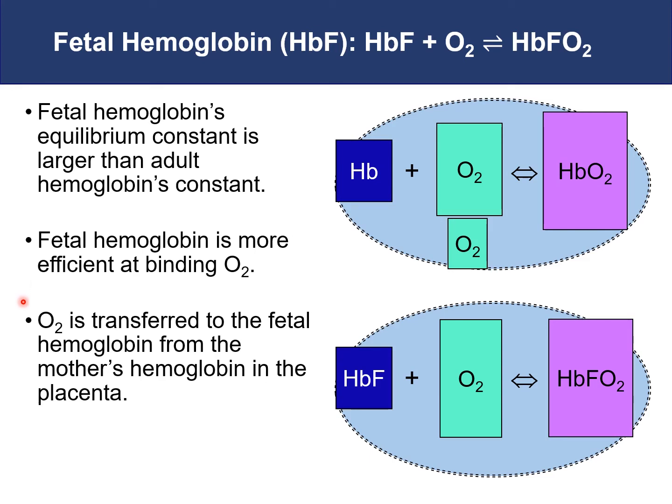Because of this larger equilibrium constant, the O2 is actually transferred to the fetal hemoglobin from the mother's hemoglobin in the placenta. So if we look at the top here, this is the mother's hemoglobin. Down here at the bottom is the fetal hemoglobin. Because the equilibrium for the bottom reaction more heavily favors the product, the hemoglobin in the fetus can actually pull the oxygen out of the mother's blood and shuttle it into the oxygen-bound hemoglobin.